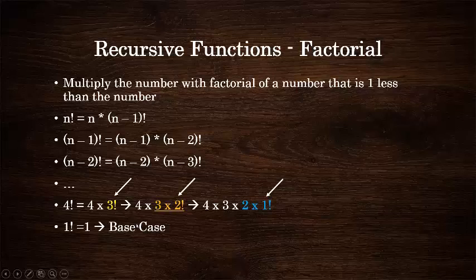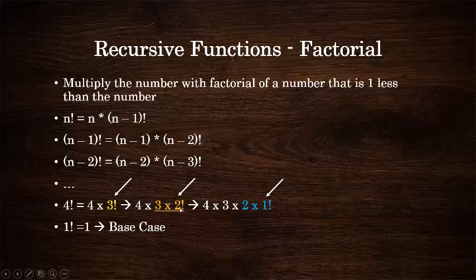If you take this particular scenario, first the value of 1 will be returned, and 2 into 1 will be given as the result of 2 factorial. Then 3 into 2 factorial will give me a value, where 2 factorial has the value 2.